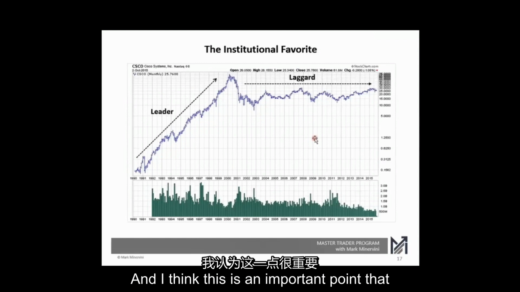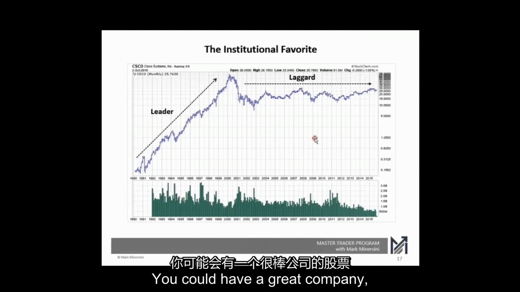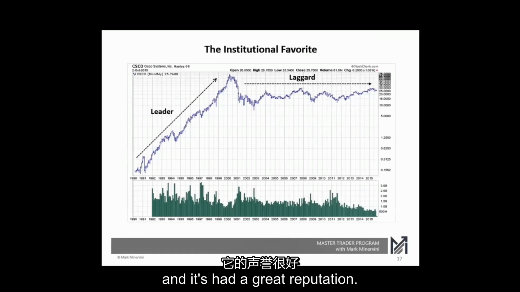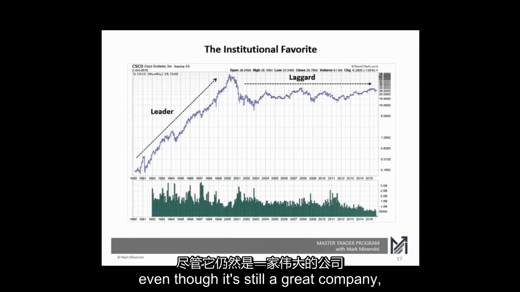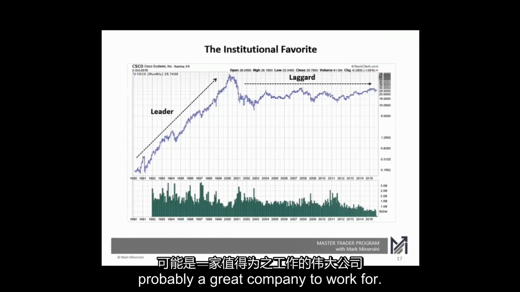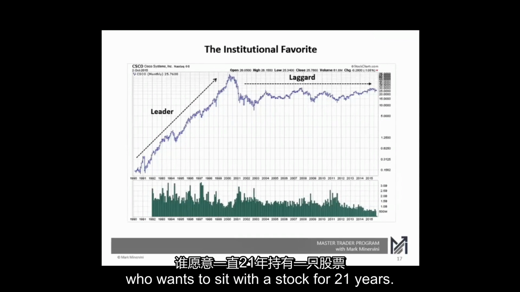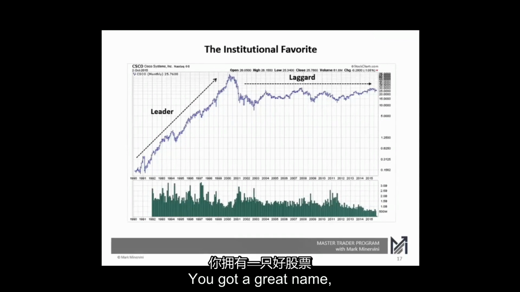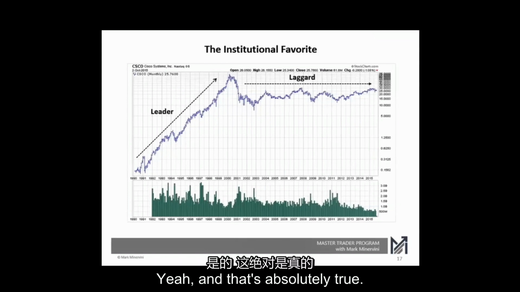Yeah, and I think this is an important point, that there's a huge difference between a great company and a great stock. You could have a great company with a great reputation that's grown over so many years. But if that growth starts slowing down, it could be a horrible stock. Even though it's still a great company, probably a great company to work for, you really have to separate. You want a great company and a great stock at the exact same time. Who wants to sit with a stock for 21 years? Yes, you got a great name, but your money is not being treated the way it should. Yeah, and that's absolutely true.